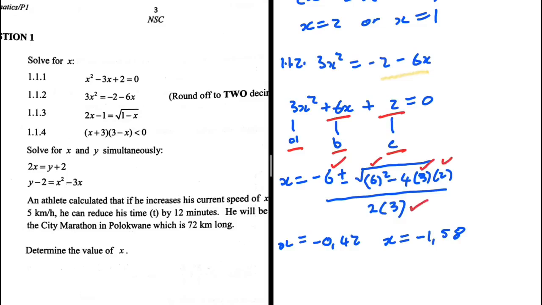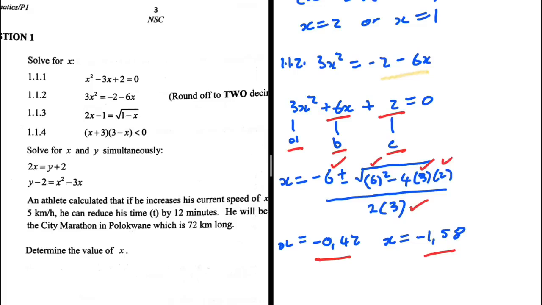And then let me just put it in the calculator one more time. We want to make sure that we don't make any mistake here. Okay, I'm still getting the same answers. I'm still getting minus 0.42 and minus 1.58. But I can always substitute them back into this equation and see if I'm going to get 0. So 3 multiplied by minus 0.42 squared plus 6 multiplied by minus 0.42 plus 2. Does that give me 0?